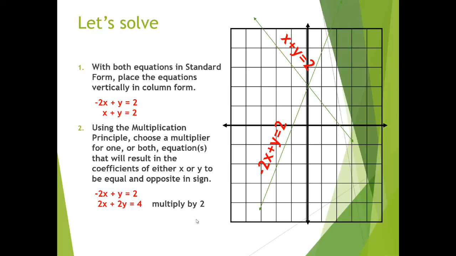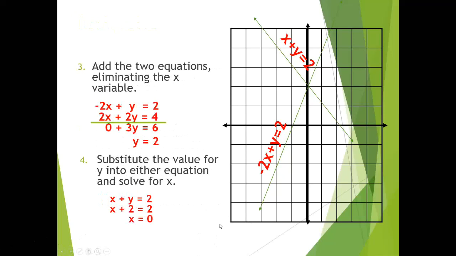I'm going to choose to multiply the second equation by 2. And when I do that, notice that equation becomes 2x plus 2y equals 4. Now, if you look at those, you can see that the x terms in both equations have coefficients that are equal and opposite. And what that means is when I add these equations together in the next slide, the x terms are going to drop out.